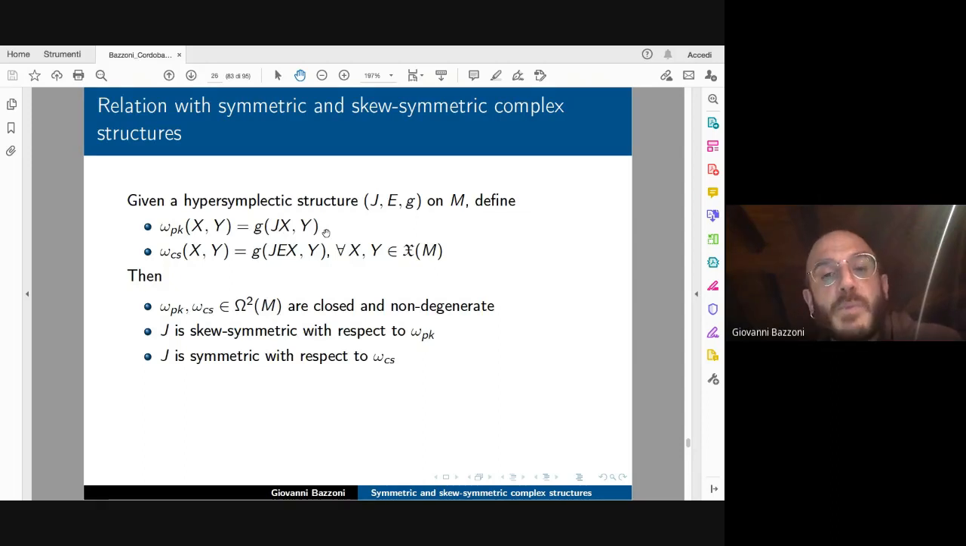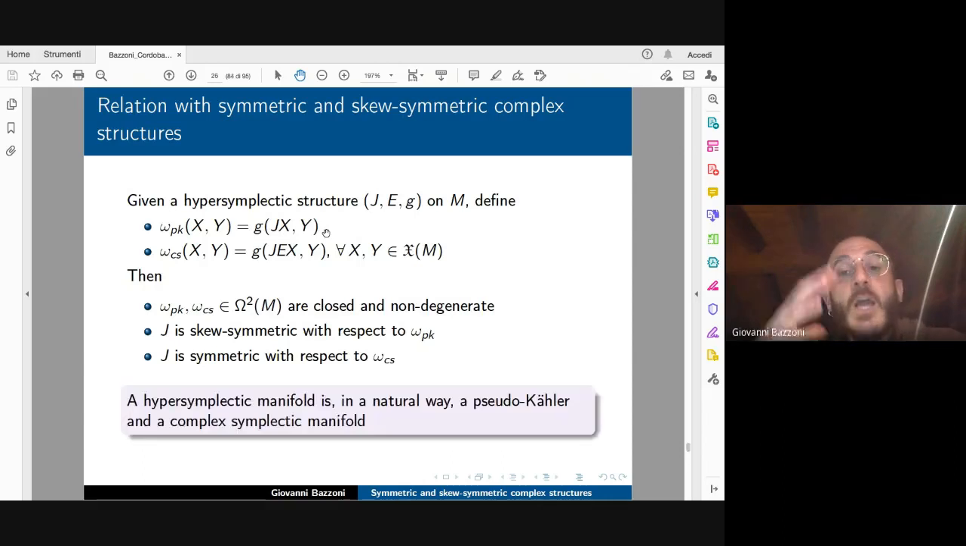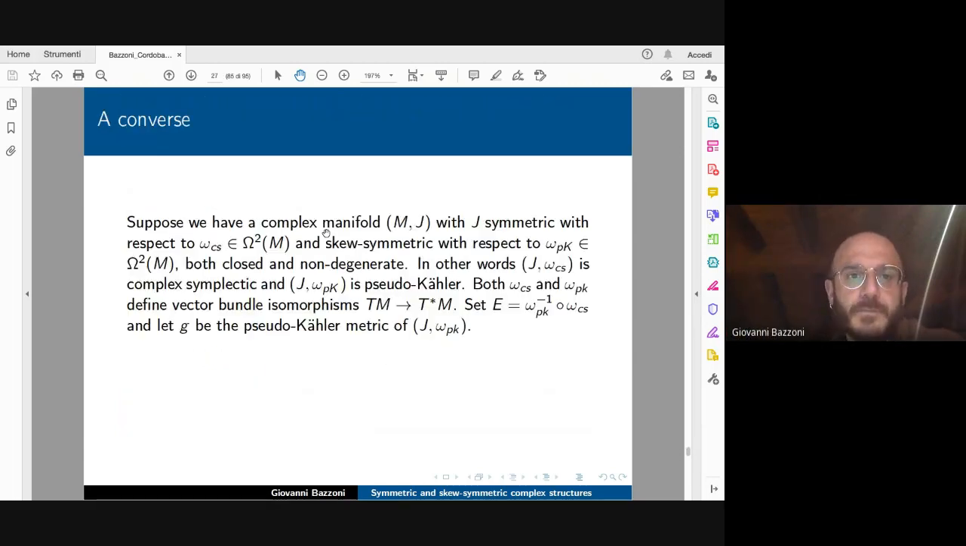J is skew-symmetric with respect to omega_PK, so we can think of omega_PK as a pseudo-Kähler form, and also J is symmetric with respect to omega_CS, so omega_CS is actually complex symplectic. So in a natural way, a hypersymplectic manifold is both pseudo-Kähler, J is skew-symmetric, and complex symplectic, J is symmetric with respect to these symplectic forms. Okay, so it's an instance in which symmetric and skew-symmetric are combined. That's what I meant in the beginning of this section.